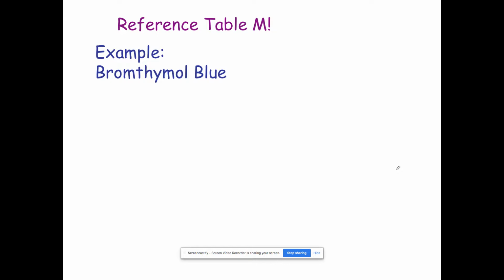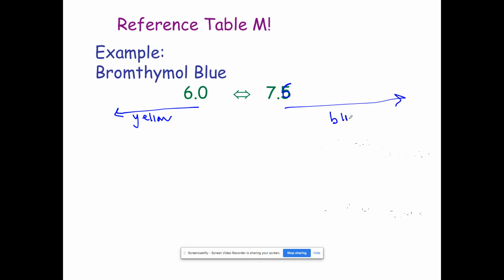So bromethymol blue, 6.0 to 7.6. All right, so anything below here is going to be what color? Bromethymol blue below 6 is going to be yellow. Any pH higher than 7.6 is going to be blue. And what about in the middle? We can't tell from a piece of paper.